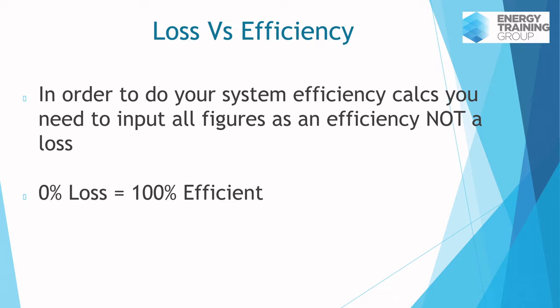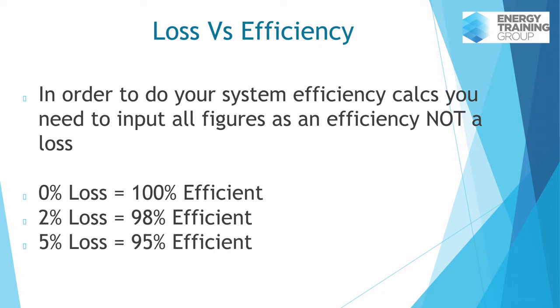So what I mean by that is if we had 0% loss in a system, our system would be 100% efficient. 2% loss would be 98% efficient. 5% loss would be 95% efficient. 30% loss would be 70% efficient. So all you're doing is you're taking your loss figure and subtracting that from 100 to convert from a percentage loss to a percentage efficiency.